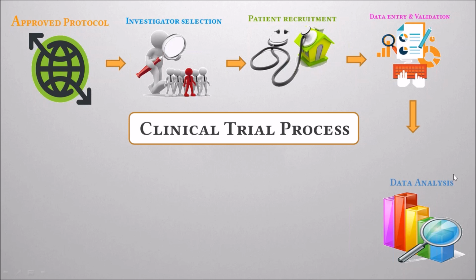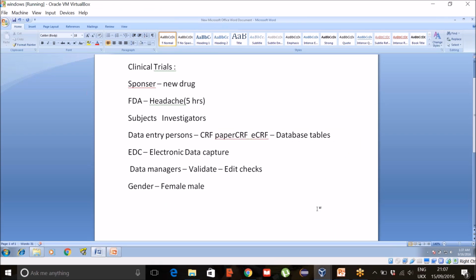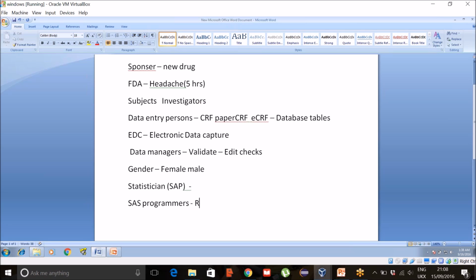What will SAS programmers do? What will the biostatistician do? Let's see. Statisticians will have their own document called the SAP, which means Statistical Analysis Plan. According to the protocol, he writes his plan. In this plan, everything will be mentioned: what kind of reports the SAS programmer has to develop. So he will tell SAS programmers to generate different kinds of reports.